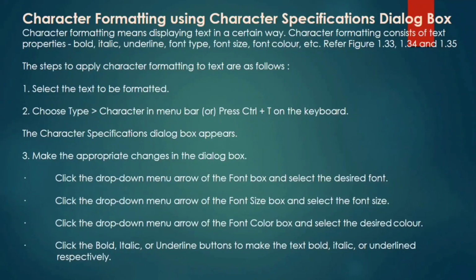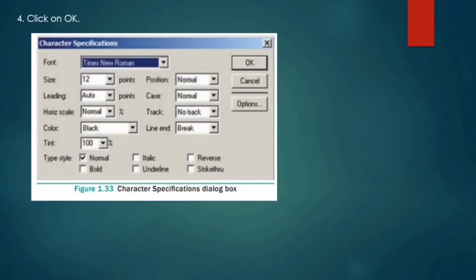Click the drop down menu arrow of the font box and select the desired font. Click the drop down menu arrow of the font size box and select the font size. Click the drop down menu arrow of the font color box and select the desired color. Click the bold, italic or underline buttons to make the text bold, italic or underlined respectively. Okay, the Character Specification dialog box.